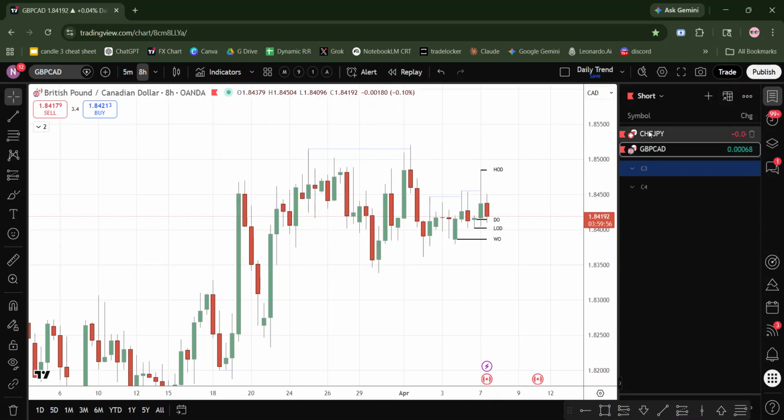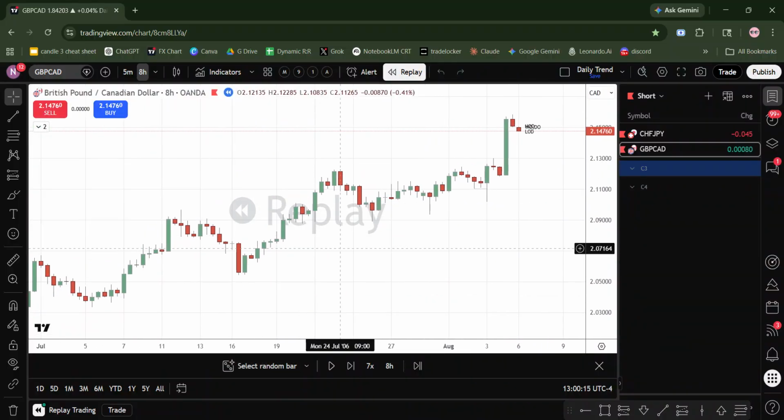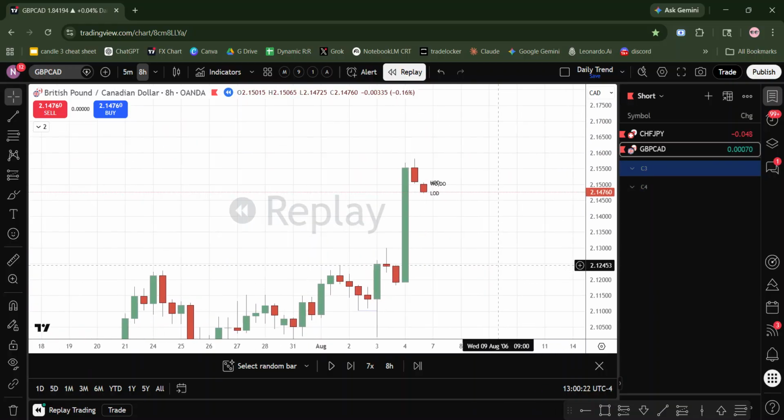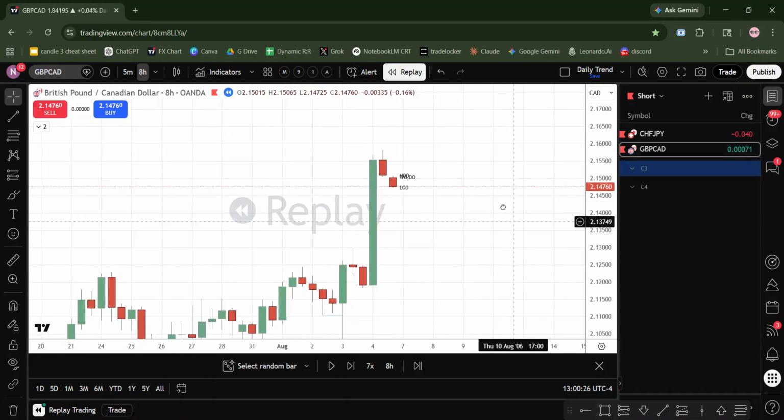So what I'm going to do right now, I just pick two pairs at random. I pick Swiss yen and pound CAD, and I'm going to go to a random bar. So I'm going to click select random bar right here. And all we're going to be doing is oscillating between candle 3 and candle 4. That's what we're looking for. So let's start right here on this chart.